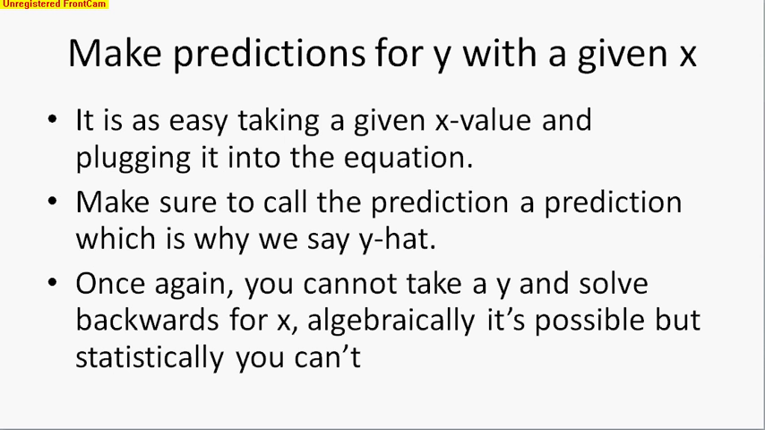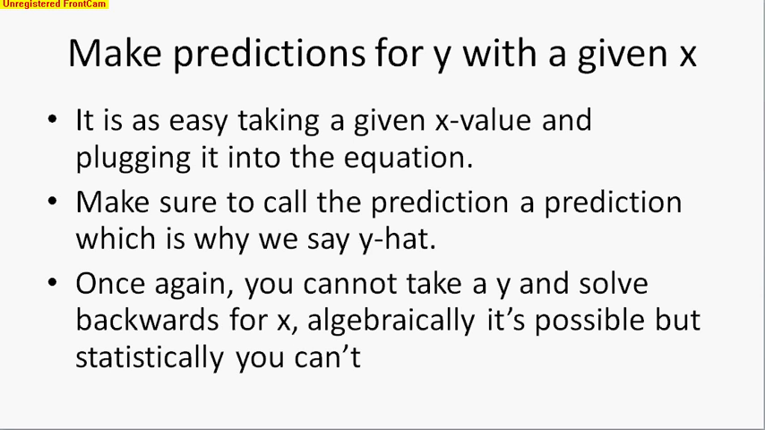The first is making predictions for y with a given x. It is as easy as taking a given x value and plugging it into the equation. It's actually very, very simple. The only thing is to make sure to call the prediction a prediction, which is why we say y hat. Don't ever plug in an x value and say that this is going to happen. No, this is just what is predicted to happen based on our line. This is not something that is guaranteed. It's, again, just a prediction. So you got to make sure you designate that.